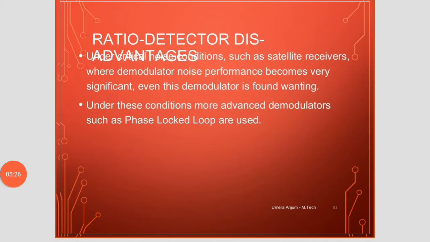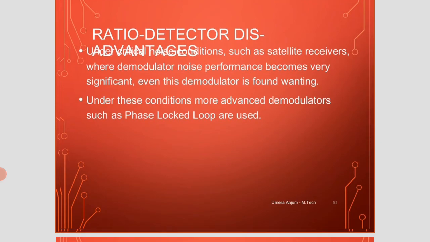The ratio detector disadvantages are as follows. Under critical conditions, such as a satellite receiver where demodulator noise performance becomes very significant, even this demodulator is found wanting. Under these conditions, more advanced demodulators such as phase lock loops are used.